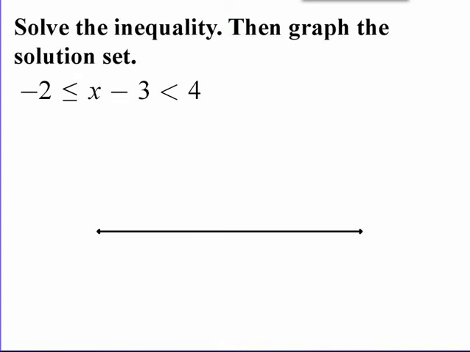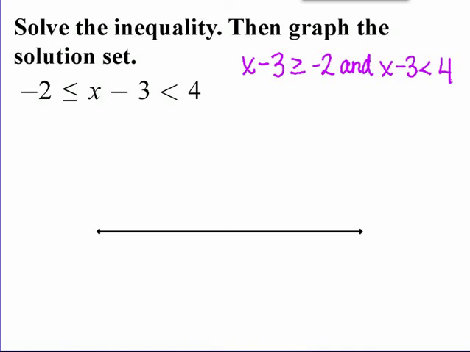All right. So let's go ahead and look at this. Solve the inequality, then graph the solution set. If you notice, this is like the second one we just looked at. Now, some people will break this up. They'll say, oh, this means x minus 3 is greater than or equal to negative 2, and x minus 3 is less than 4. Okay. I don't like to do it that way because I think that's more work.